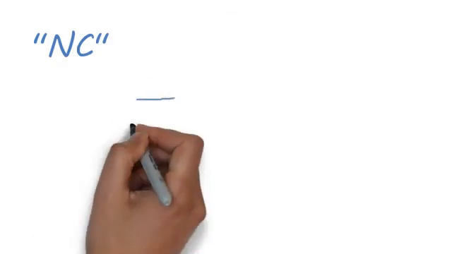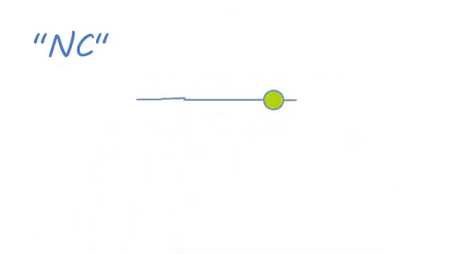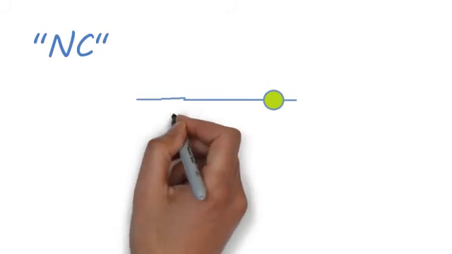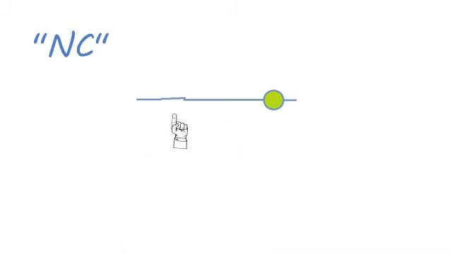Let's learn about NC now. Let's say we have a closed switch. It initially turns on a lamp. Now when we press this switch, it gets open, hence opening the circuit, and the lamp turns off.